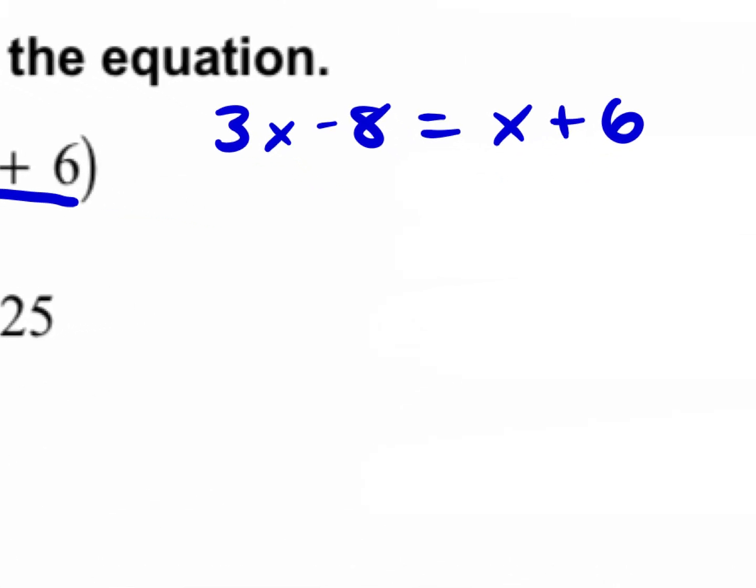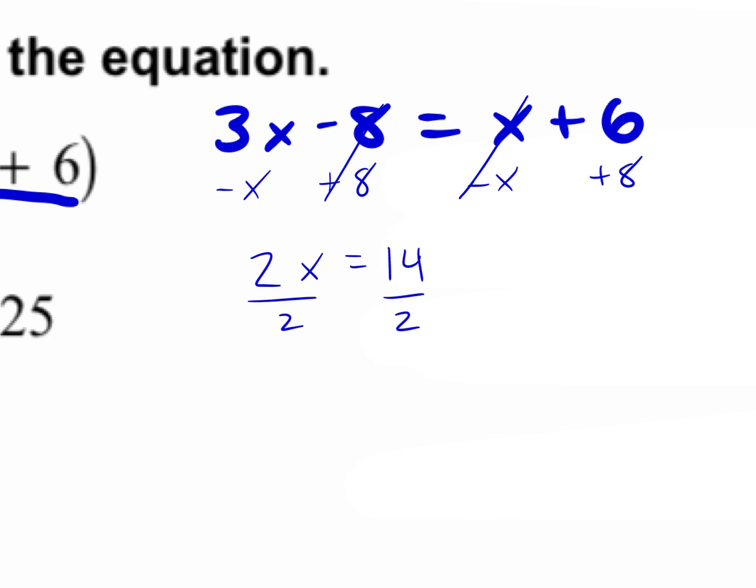What would I do first? Cancel out x, cancel out 8. How? Add 8, subtract x. I can add 8 to move it to the other side and subtract x. Awesome. So 2x equals 14. Gotta be careful. So 2x is equal to 14. Divide by 2, so x is equal to 7.